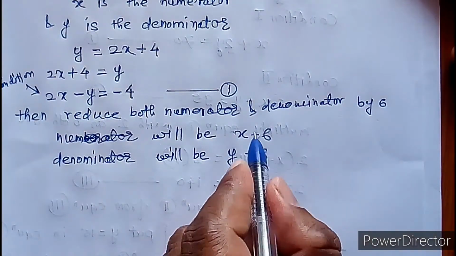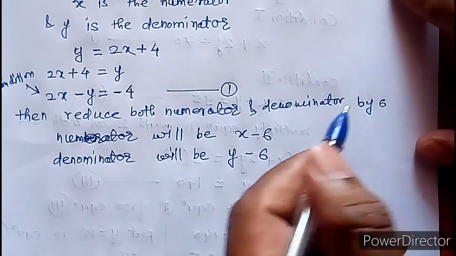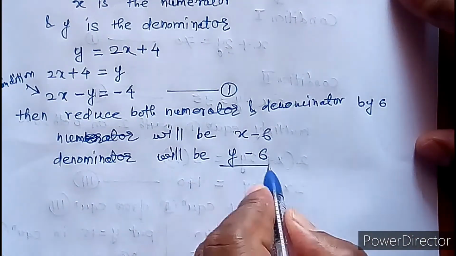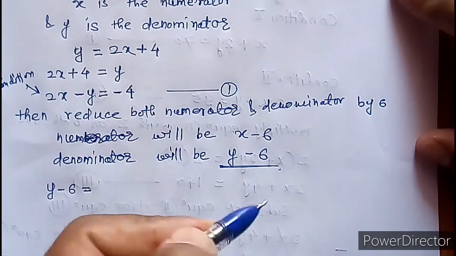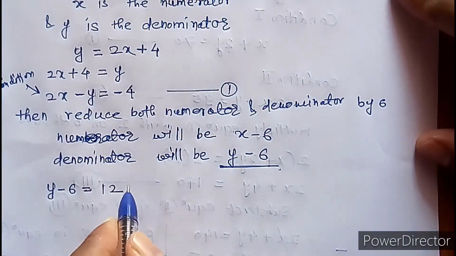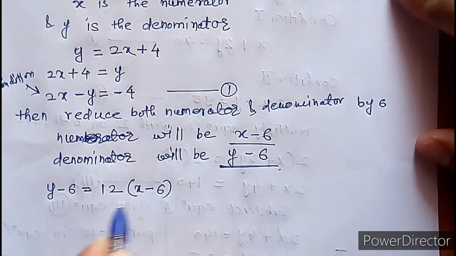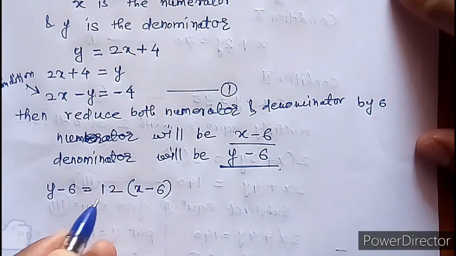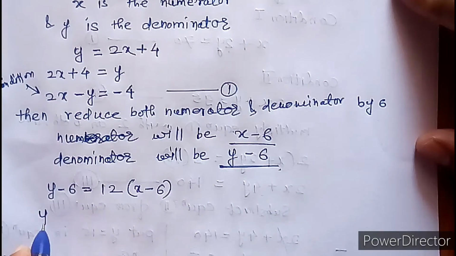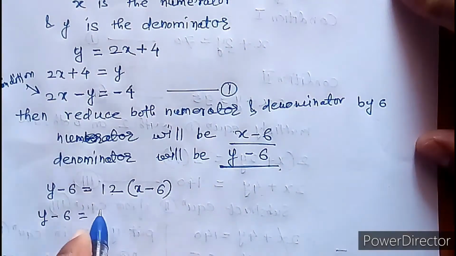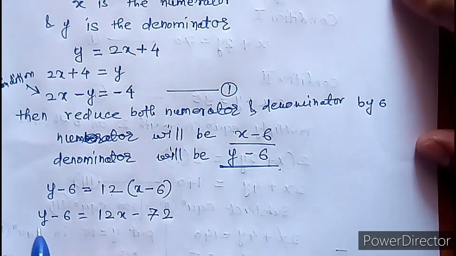When both are reduced by 6, the second condition applies. The denominator, now y minus 6, becomes 12 times the numerator, which is x minus 6. On solving this, y minus 6 equals 12 into x minus 6, that is 12x minus 72.